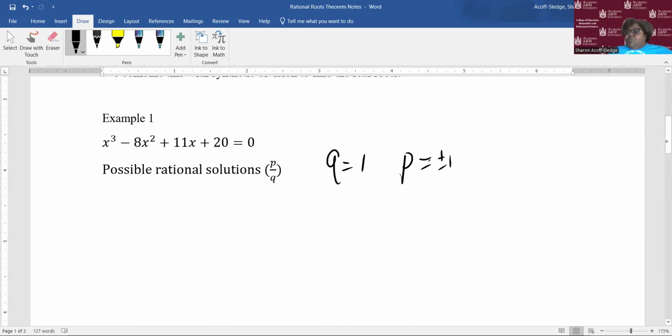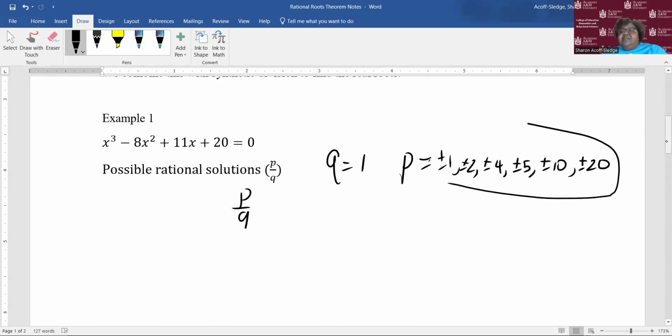Of course, plus or minus 1, positive or negative 2. 3 is not a factor, so it's 4, plus or minus 5, and plus or minus 10, and plus or minus 20. Now, if we want to put this in the format P over Q, all of these terms would be over 1. So we don't really have to write that. But I'll show an example where the leading coefficient is not 1.